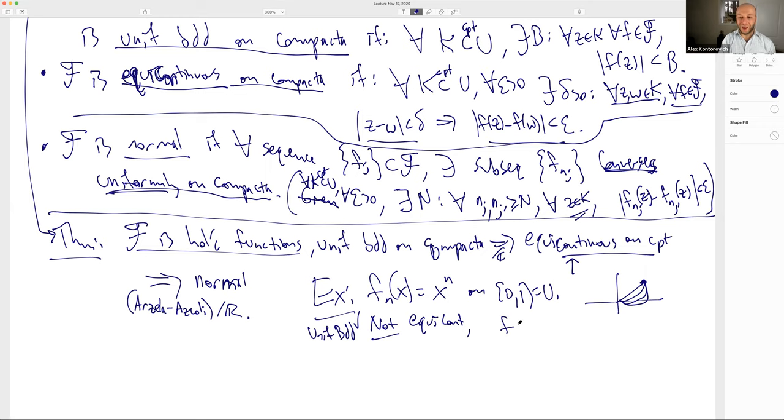because f_n of 1 minus f_n of any other point x0, well, this goes to 1. Any other point x0, the limit as n goes to infinity, this goes to 0, and this stays at 1. Okay? So the limit isn't continuous. Not only is it not equicontinuous.